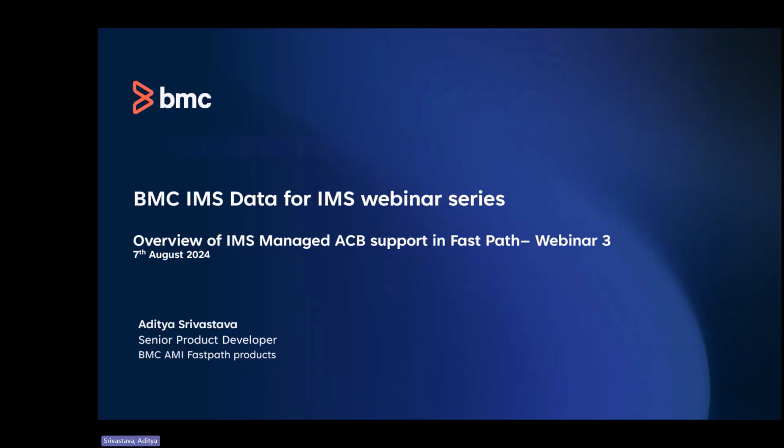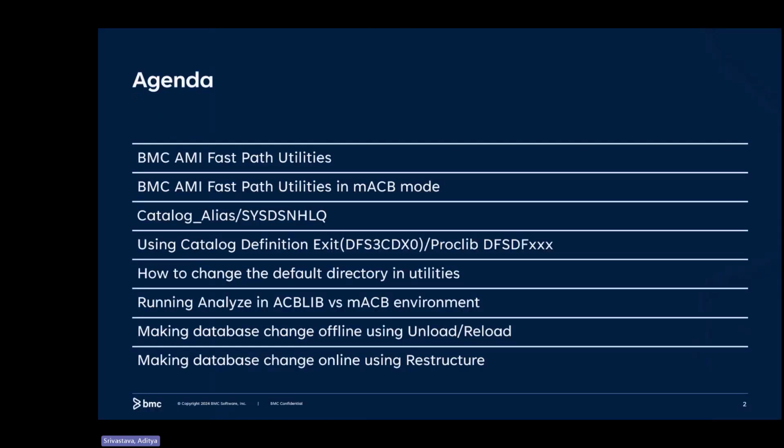Okay, so we will see the agenda for this session. We'll quickly touch upon what the different Fast Path utilities are. We call them BMC AMI Fast Path utilities, and then we see how these utilities work in the managed ACB mode, basically what is needed there. We look at a couple of keywords we have, like the catalog alias keyword and the SYSDS and HLQ keywords.